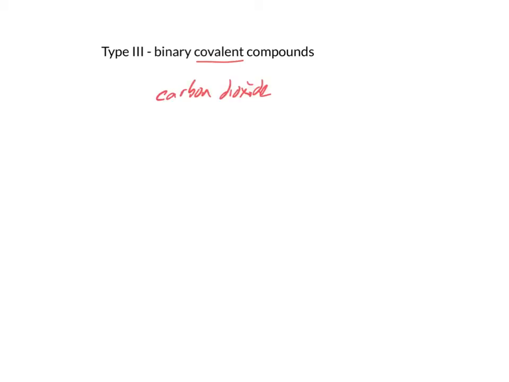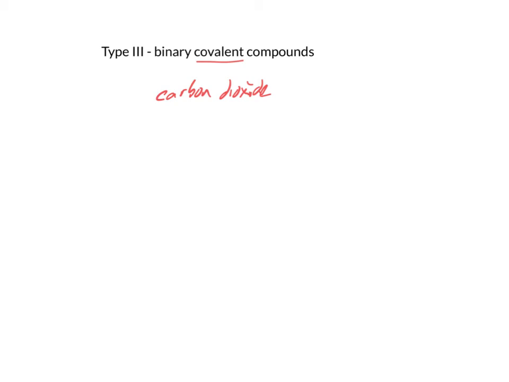And now if we analyze the name of this formula, we see some things in common with the other types. The first element in the formula retains its element name, carbon. The second element in the formula does not retain its element name. If we were to name it with just using the element name, it would just be carbon oxygen, but that doesn't really tell us much.